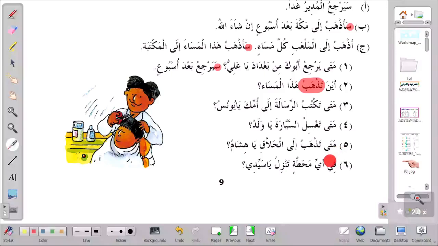Inshallah, after 5 minutes. So في أي محطة تنزل يا سيدي? في أي محطة? In which محطة? محطة means the station, right? So he's asking, in which station will you get down, or will you descend, يا سيدي, oh sir. Okay.